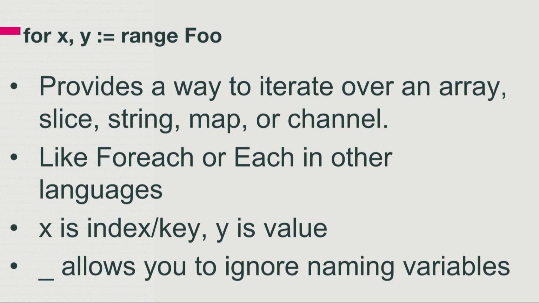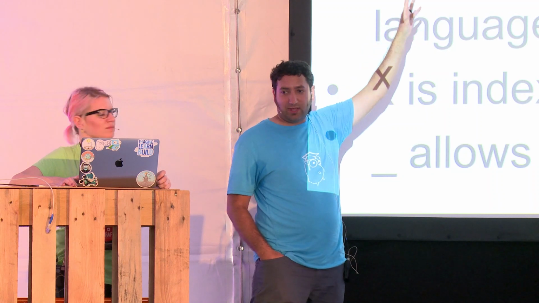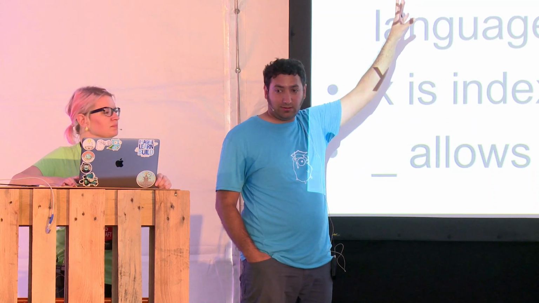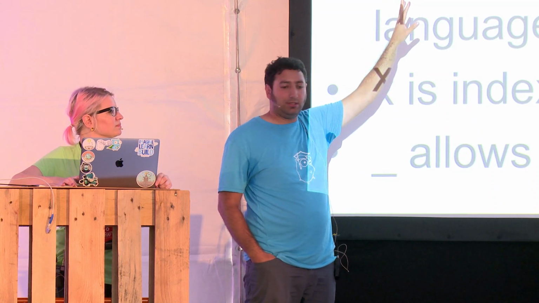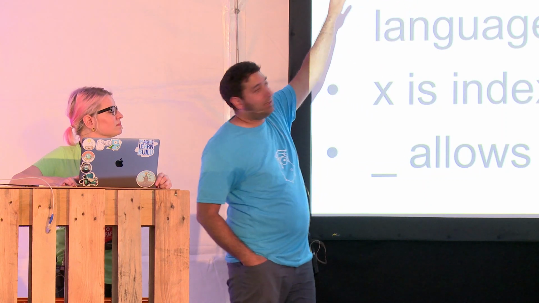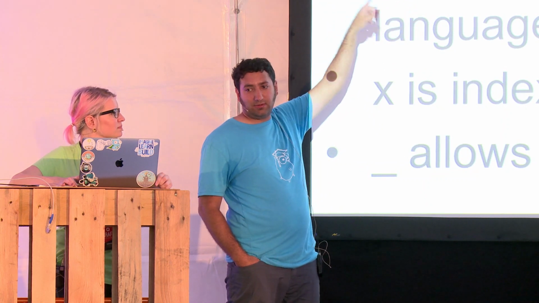Okay, so we call for. The foo here represents a value that's got more than one thing in it, like an array, a slice, a string, a map, or a channel. And then it gives you the index and the value.